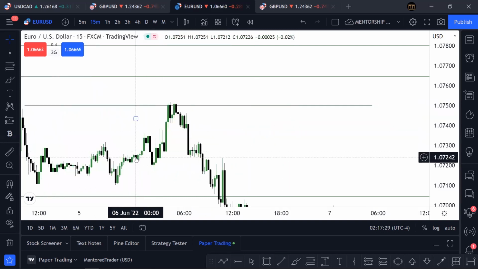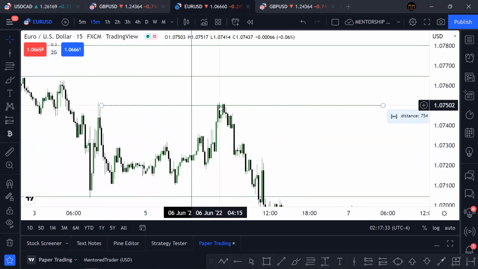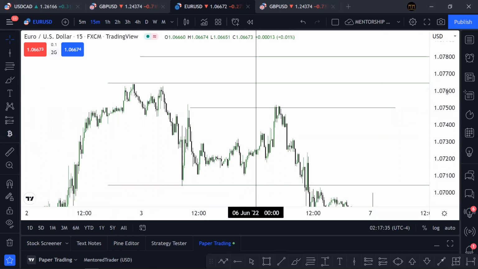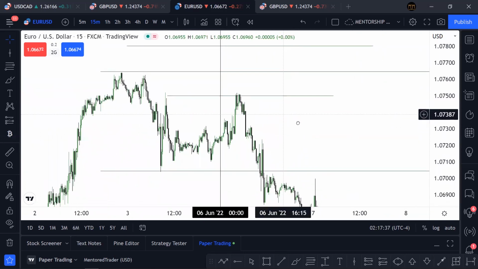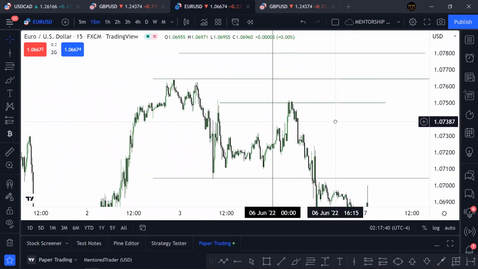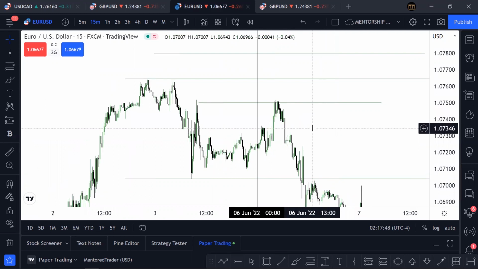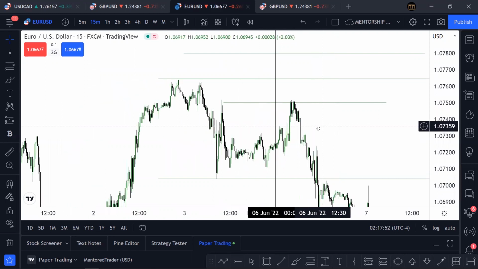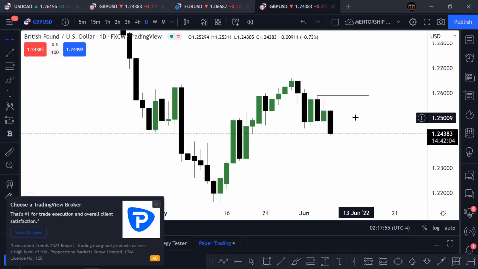This was midnight. It rallied to the 80 level between the previous day's high and low. That is what you're going to look for. You're not looking for 2 pips, 10 pips, 30 pips. If you want to be a profitable trader, do what I'm telling you. This is one example. Let's go to the pound dollar.